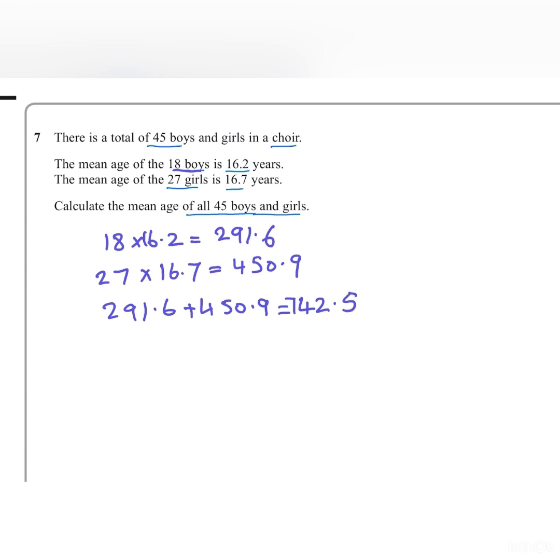742.5. Now, since there are altogether 45 boys and girls, 742.5 divided by 45, that gives us 16.5 years. Okay, so that's 3 marks and you have shown all your working out.